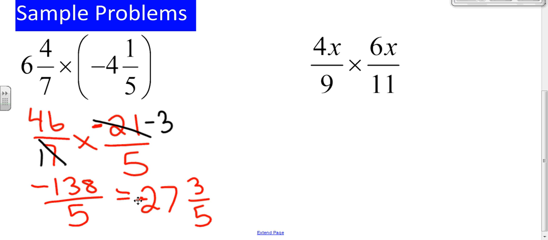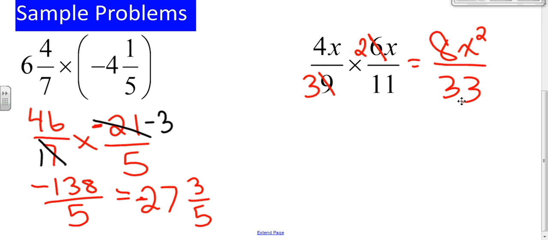Next, I want to multiply, and here I have some variables in the fractions, but that's okay. I'm going to still go through the same process. So I'm going to look here, they're not improper. They're not mixed numbers, so I'm going to look to cross-reduce. So I'm going to say 3 goes into 9 3 times, and it goes into 6 twice. I multiply straight across. 4x times 2x. Well, 4 times 2 is 8, and x times x is x squared. And then 3 times 11 is 33. So my product is 8x squared over 33.